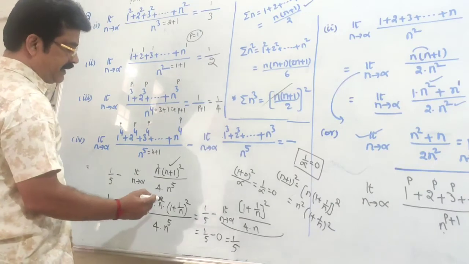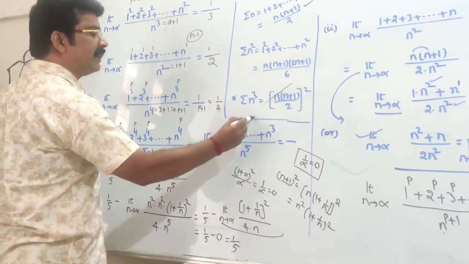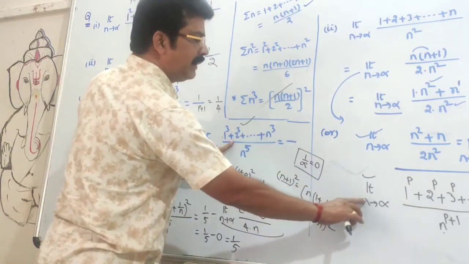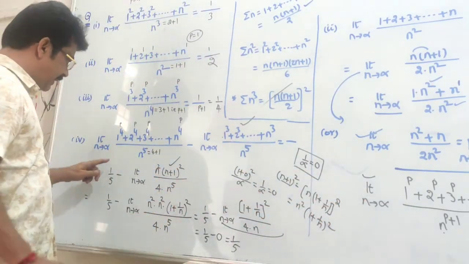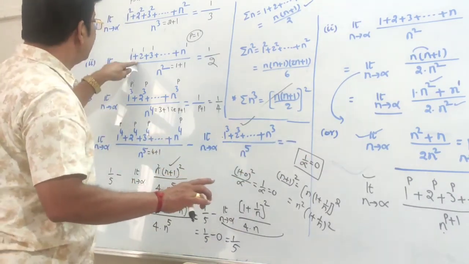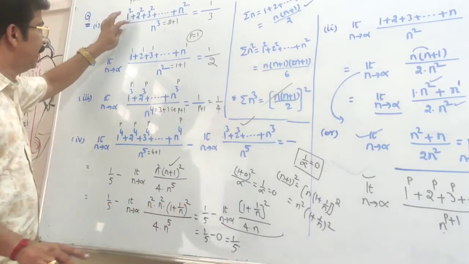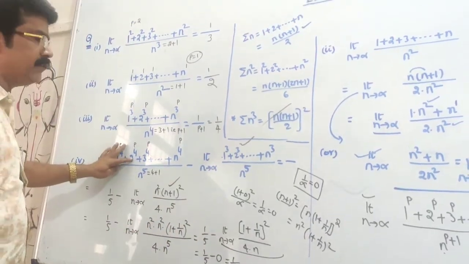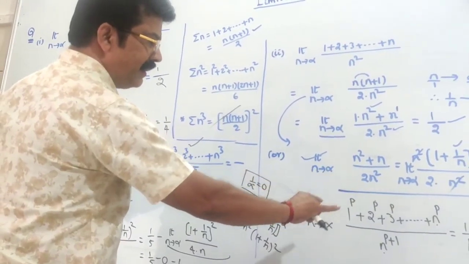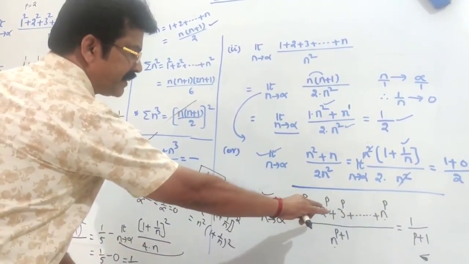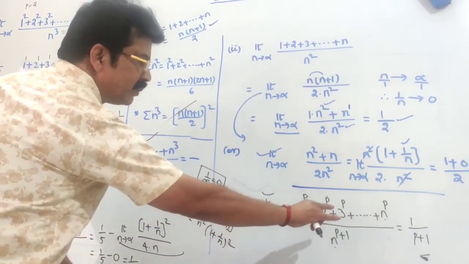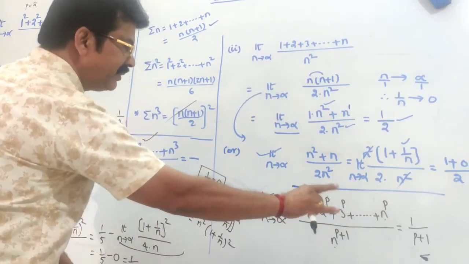Of course, this is a different structure. These two are different. But this one and this one will be of the same model, and this one also. So therefore 1, 2, 3, 4: in 4 cases we are applying the same formula, 1 to the power of p plus 2 power p plus 3 power p plus and so on, plus n power p divided by n power p plus 1 equal to simply 1 by p plus 1.